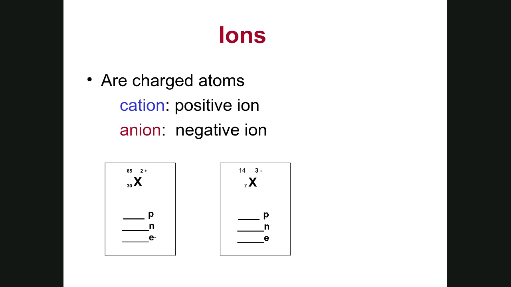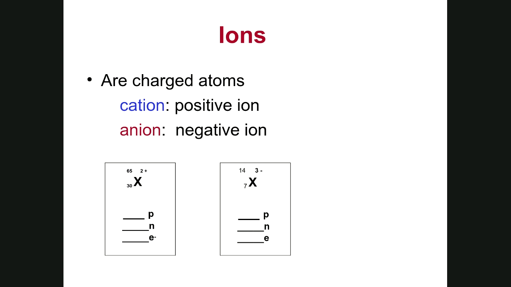So let's train ourselves on an element X. If you see the first X on your left, he gained 2 positive charge. Wow. And I have symbol X, I have 65, which is the mass number, and 30, which is the proton atomic number. So atomic number equals 30. Neutron equals 35. The problem came with the electrons. How many electrons did he lose? He lost 2 electrons. So 30 minus 2 equals 28.